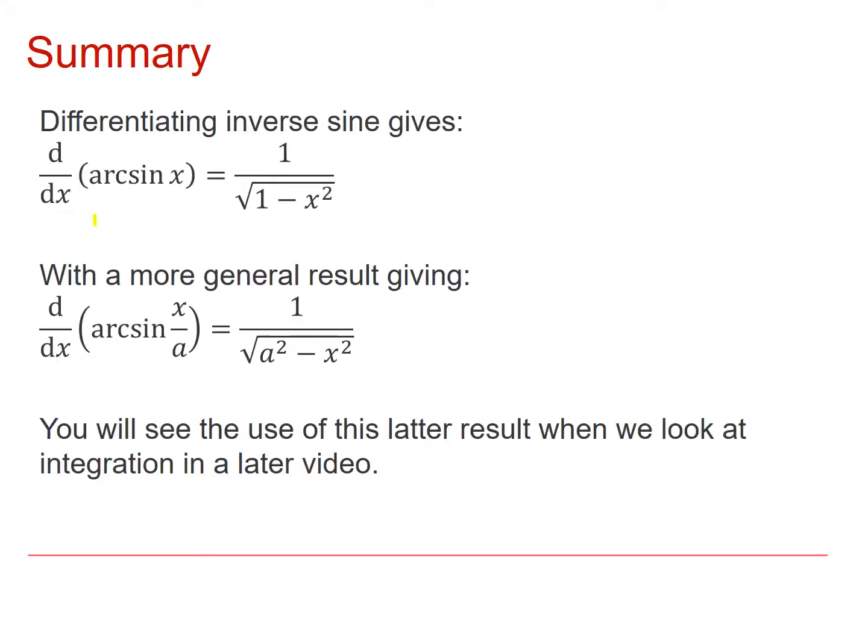So in summary, differentiating arcsin x gives me 1 over root 1 minus x squared. Differentiating arcsin x over a gives me 1 over root a squared minus x squared. And it's this latter result that we will use when we look at integration in a later video.